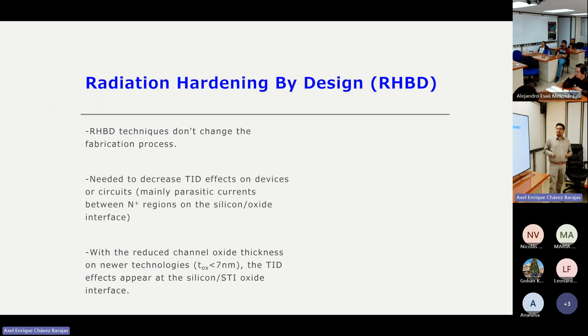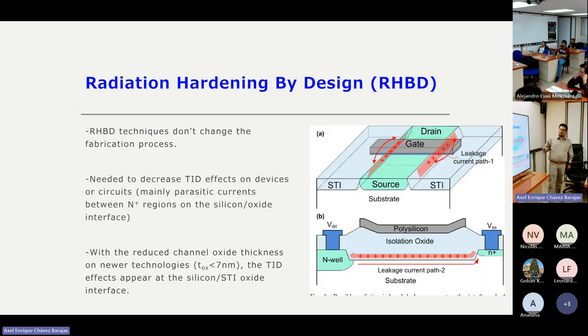Now, the method that we are using in this work is the radiation hardening by design method. The techniques that use this method don't change the fabrication process of the devices, in this case, the transistors. They are needed to decrease the TID effects on devices or circuits, mainly parasitic currents between the n-doped regions at the silicon dioxide interface, as seen here in these two figures. With the reduced channel oxide thickness of newer technologies, less than 7 nanometers, the TID effects appear at the silicon shallow trench isolation oxide interface, as specifically here in the first image, when we have a parasitic channel between the source and drain of the devices.